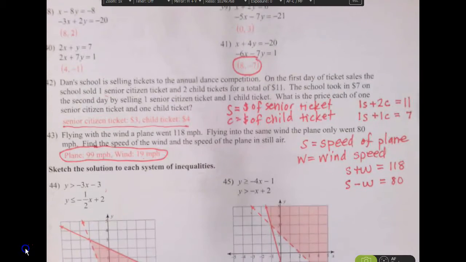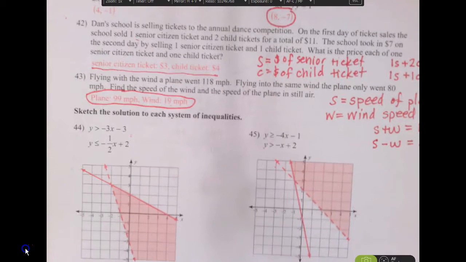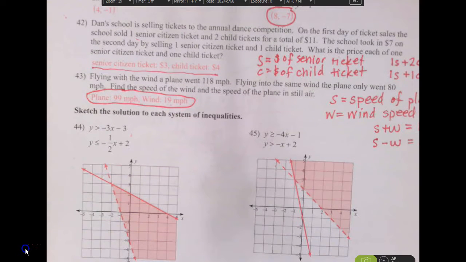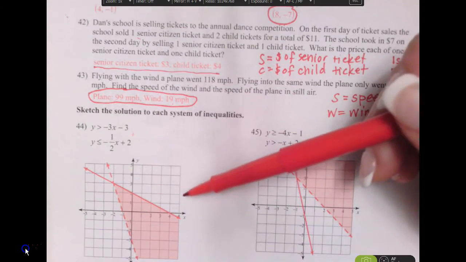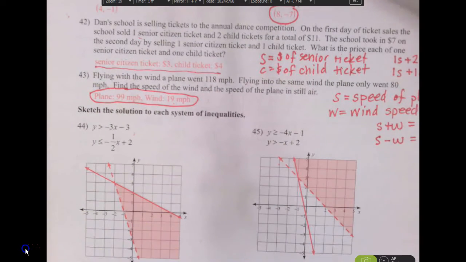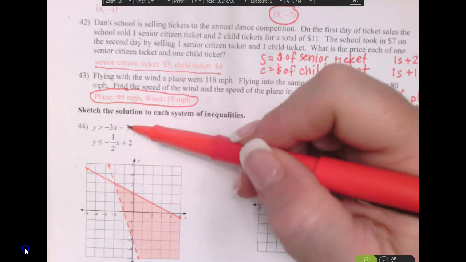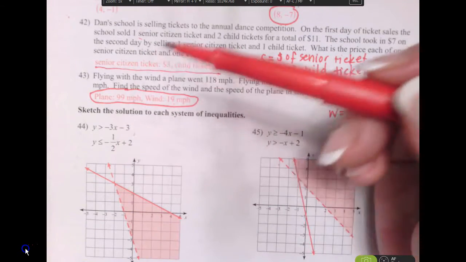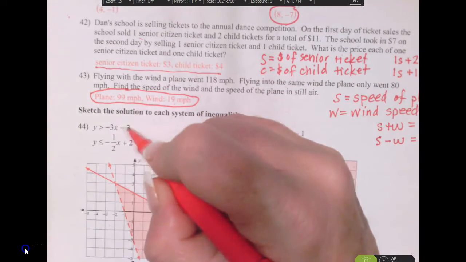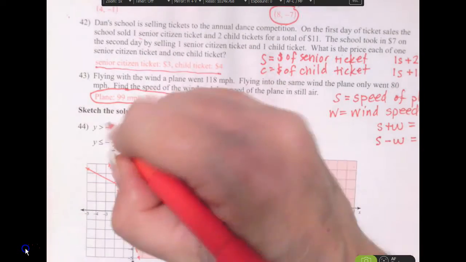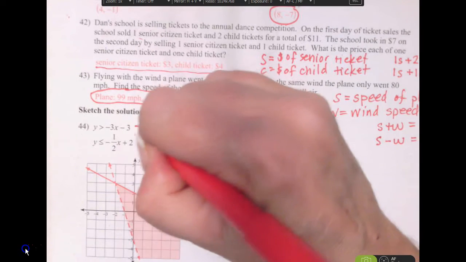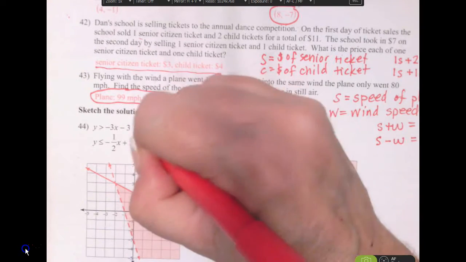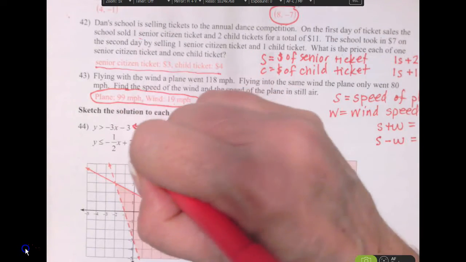The last set of problems has to do with sketching inequalities. So it's a little challenging to demonstrate with the solutions already here, but I'll do my best. So the steps are to graph each equation as if it were an equal sign, and then you have to look at the inequality symbol. So this one's a greater than, so I know it's going to be a dashed line, and this one is less than or equal to, so it's going to be a solid line.